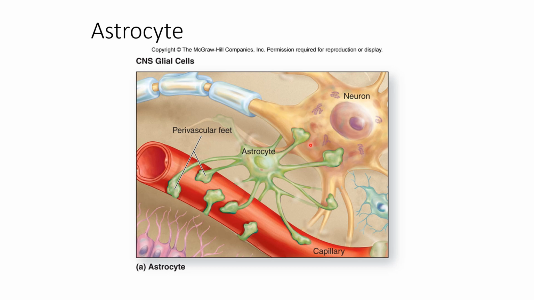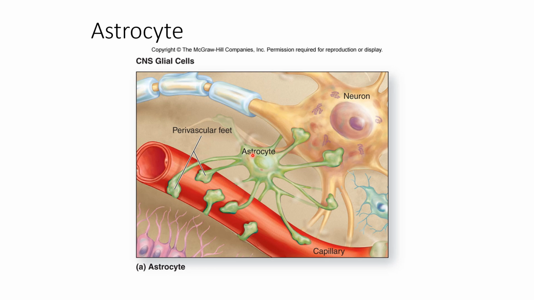Some of their functions, why we have astrocytes, is that they help support and brace your neurons, kind of anchor them in place, and they help anchor them to a nutrient supply line. By grabbing onto the capillary, they're going to be able to pass on some nutrients to the neurons. So they can help exchange materials between the capillaries and the neurons, like nutrients.